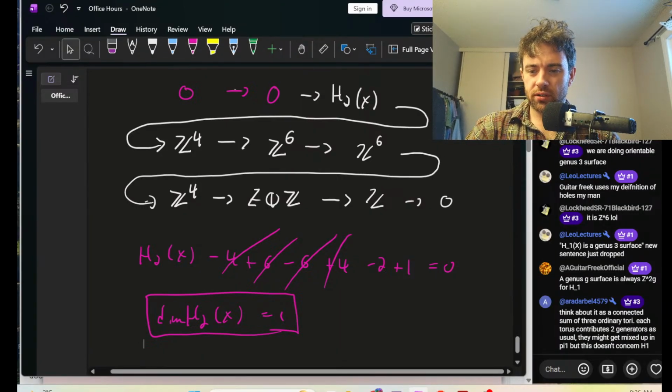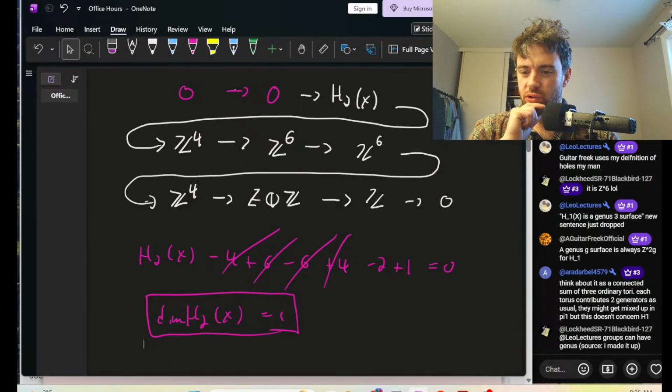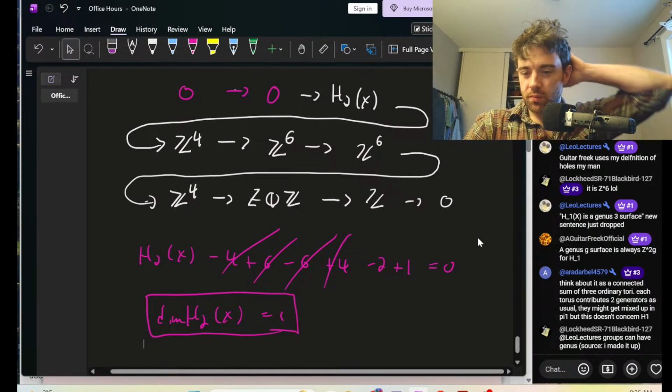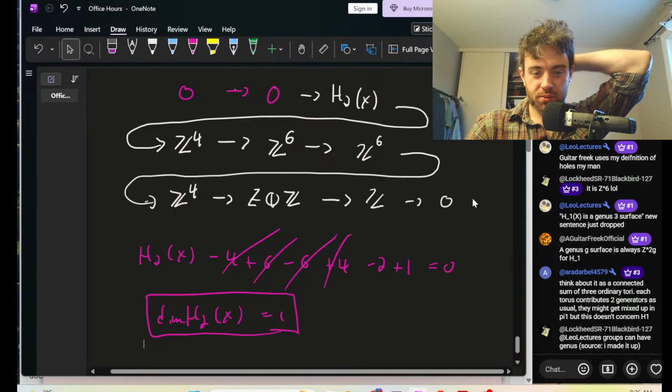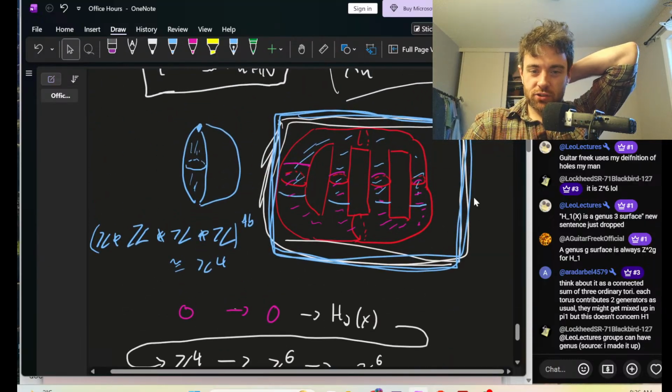Think about it as a connected sum of 3 ordinary tori. Right. Each torus contributes 2 generators. And they might get mixed up in pi 1, but that doesn't concern H1. Right. H1 isn't concerned with the generators of pi 1. Groups can have genus. Source, you made it up. Well, there you go. Okay. Nice.